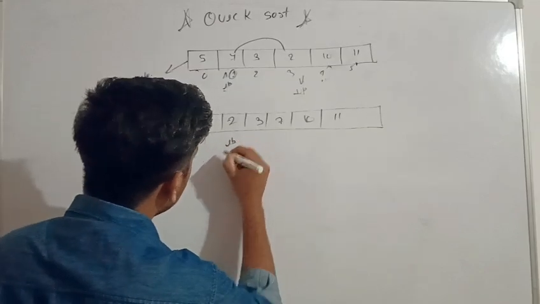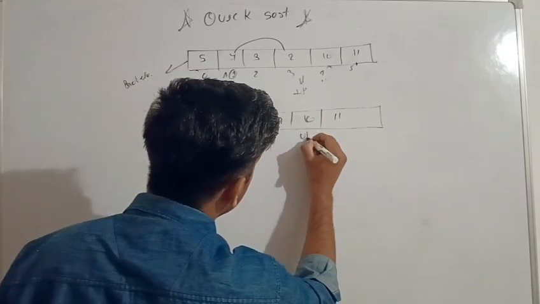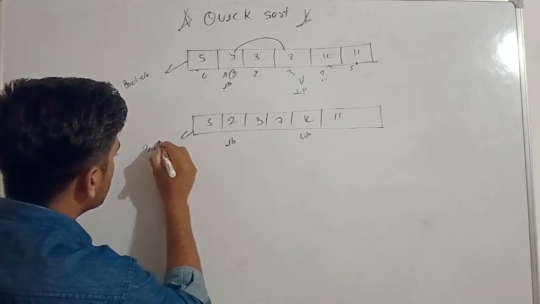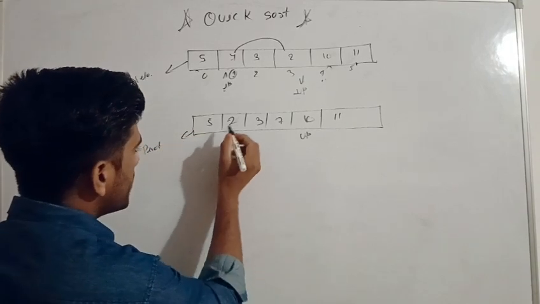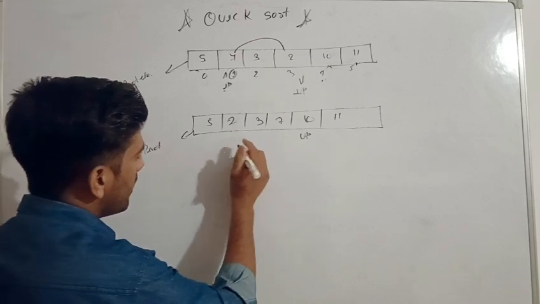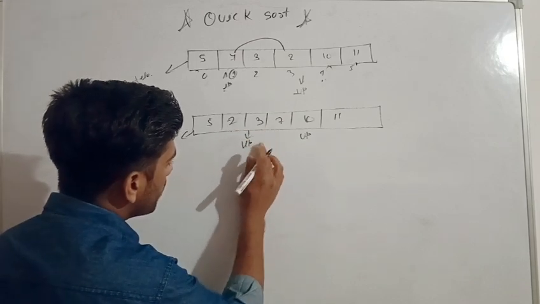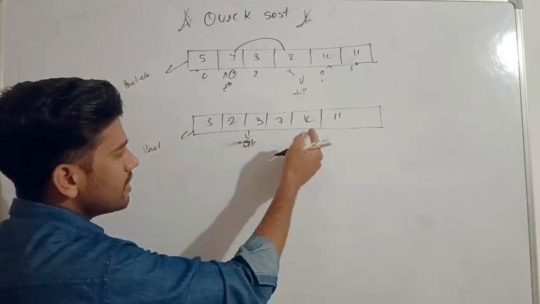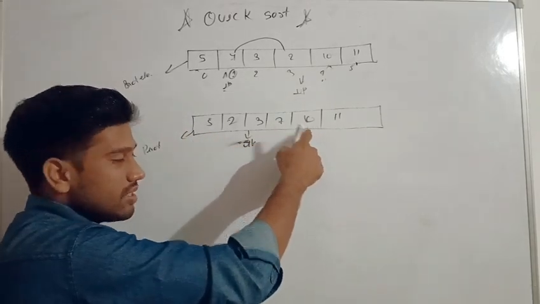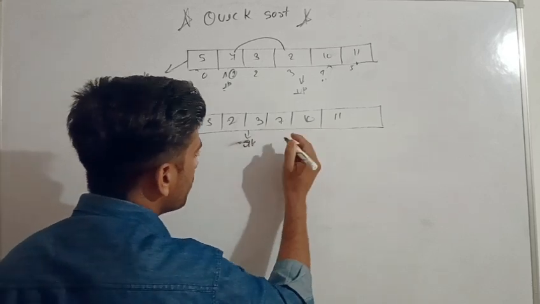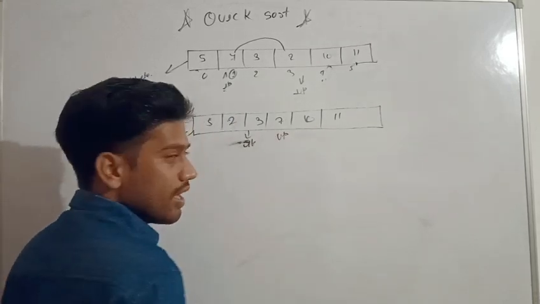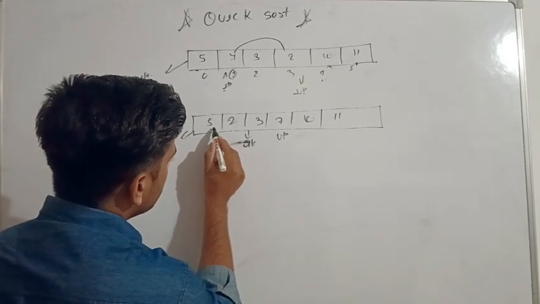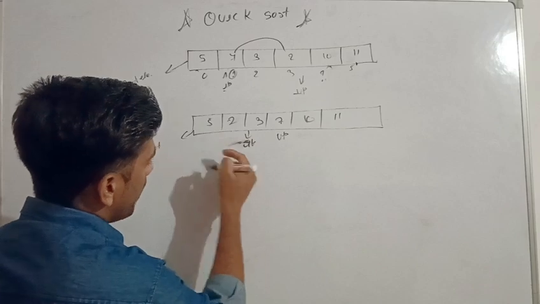Now here is our lower bound and upper bound, and also we have the pivot element. It's the 5. Again it will be checked, is it less than? Yes, it is less than. Now at this time lower bound should be incremented, and here it will be checked, is it greater than? Yes, it's greater than. Now at this time it will be incremented. Now here it will again be checked that 5 is less than.